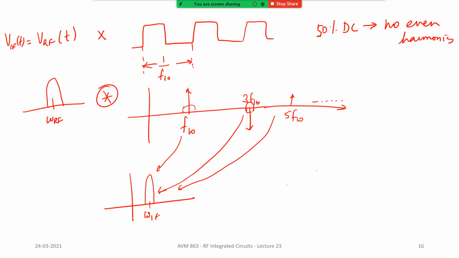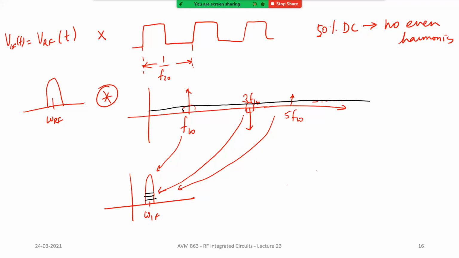Now, what is there at 3FLO? What is there at 5FLO? Typically you don't know, but assuming that there is no signal, you'll basically have noise. Let me just use some color coding. Let me say there is uniform thermal noise at all these frequencies in the RF band, right? So you'll have the noise from FLO, the noise from 3FLO, the noise from 5FLO, and so on.